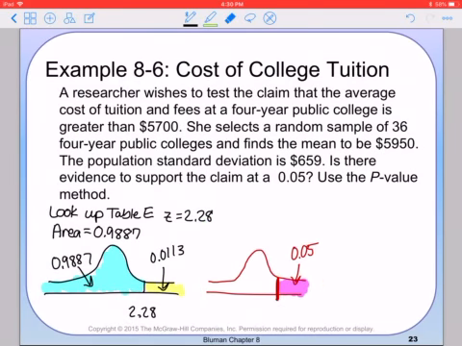Now, if we go back to our original bell curve, because they're saying that alpha is 0.05, we see that the area of the pink is bigger than the area of the yellow. So that means our z-value is going to be over here in the critical region, the yellow part in the right portion. So our z-value, 2.28, is in that critical region. So we are going to reject the null hypothesis.